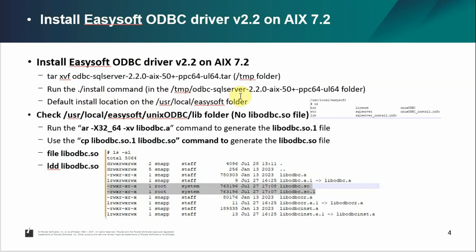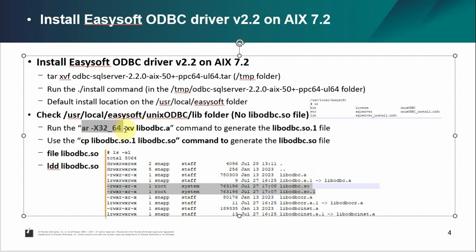After you install it, Easysoft doesn't create libodbc.so, but you require this particular libodbc.so on your system. It can be created from libodbc.a. There's a simple Unix command to extract it, and actually it's called libodbc.so.1. After you create it, you just copy this .1 file to .so.